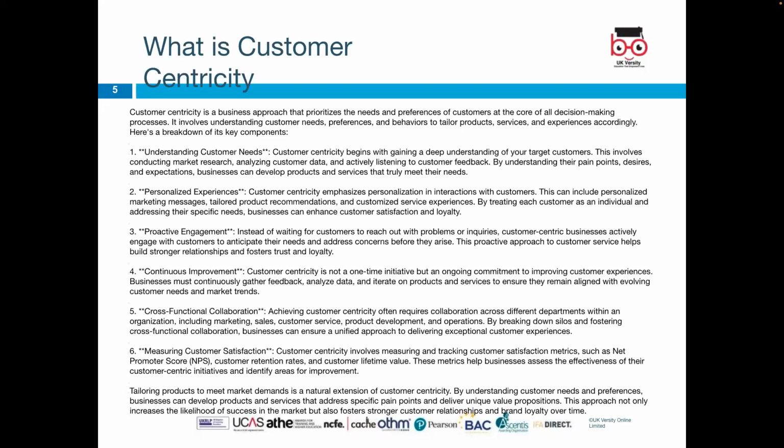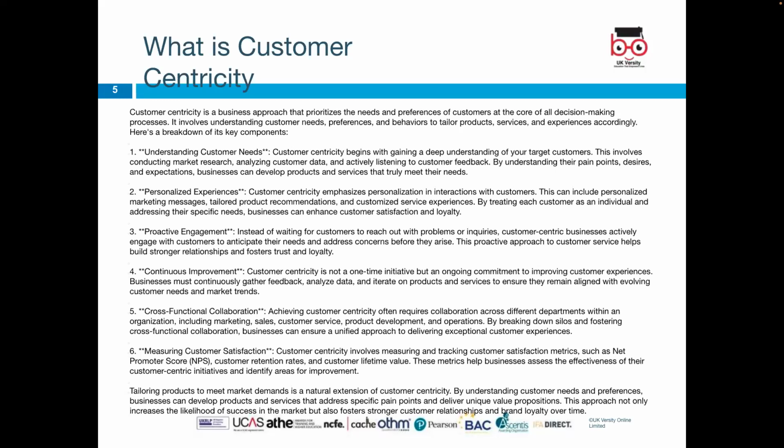The fifth one, cross-functional collaboration. Achieving customer centricity often requires collaboration across different departments within an organization, including marketing, sales, customer service, product development, and operations. By breaking down silos and fostering cross-functional collaboration, businesses can ensure a unified approach to delivering exceptional customer experiences.